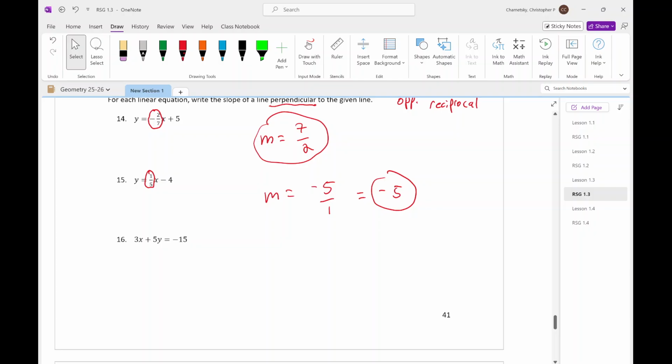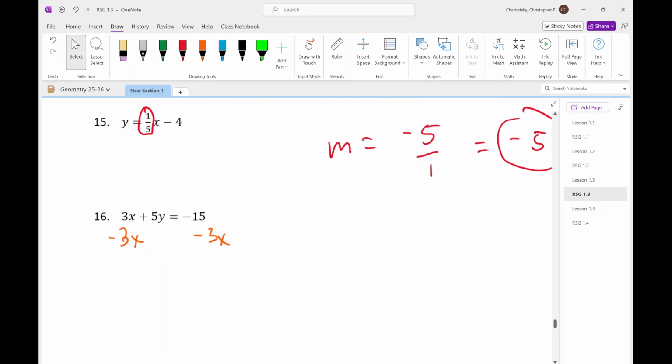Number 16, again, we need to do some algebra before we can figure out what our slope is because we don't have a y by itself. So we're going to subtract 3x from both sides first. So then we have 5y equals -3x minus 15. And we're going to divide everything by 5.